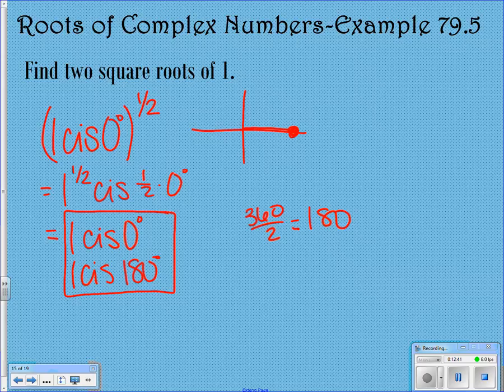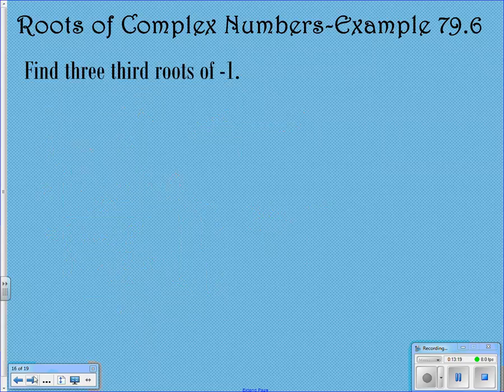Now, if I put these into rectangular form, 1 CIS 0 is just 1. That's what we graphed right here. 1 CIS 180 is over here, and that is basically -1. What are the square roots of 1? Plus or minus 1, positive or negative 1. That's what we just found. Okay, so that's how these work. The 2 square roots of 1 are 1 and -1, but in polar form, 1 CIS 0 and 1 CIS 180. Okay, so now we want to find the 3 cube roots of -1.